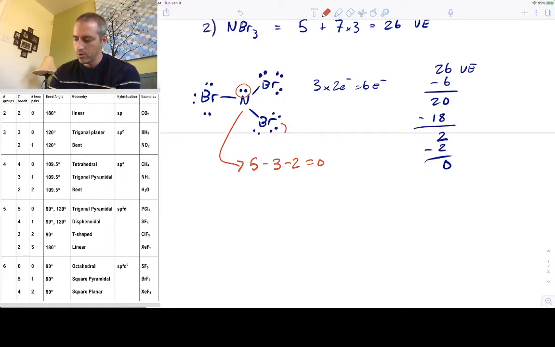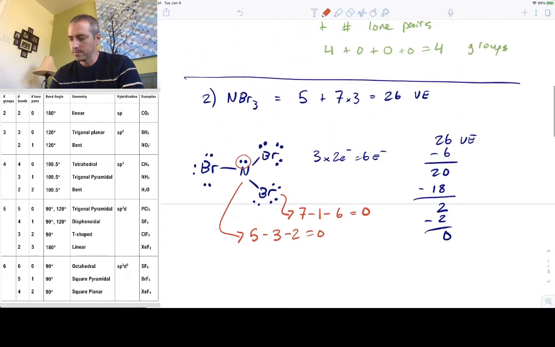Now for the bromine, it has 7 valence electrons. Subtract 1 for the only single bond that it has. And we need to subtract 6 for the 6 electrons in the lone pairs. That gives us a total of 0. So again, we're good. This structure is fine, just fine the way it is written.